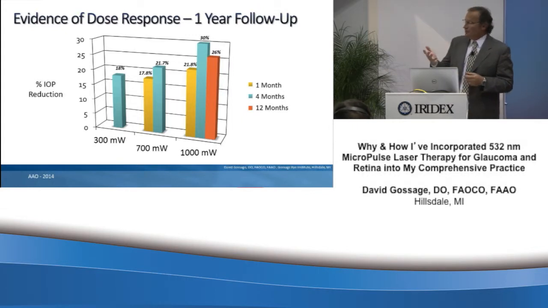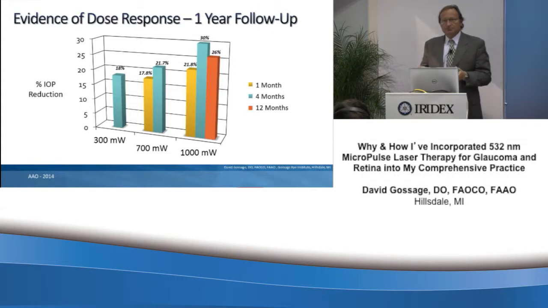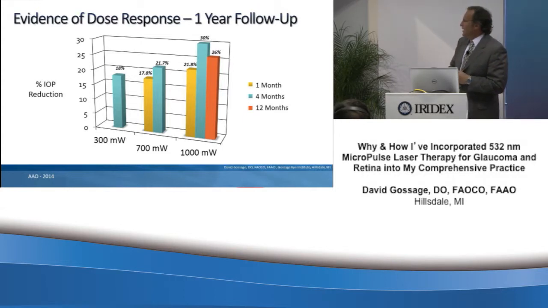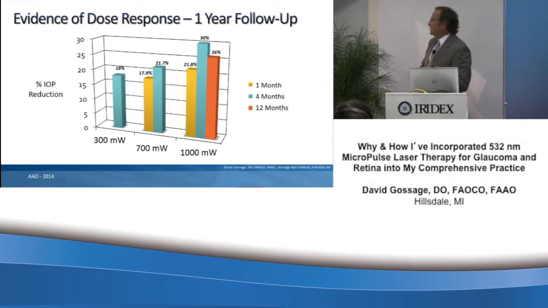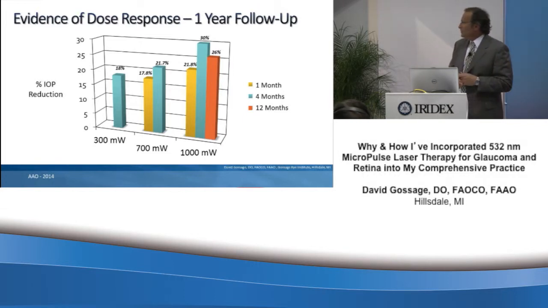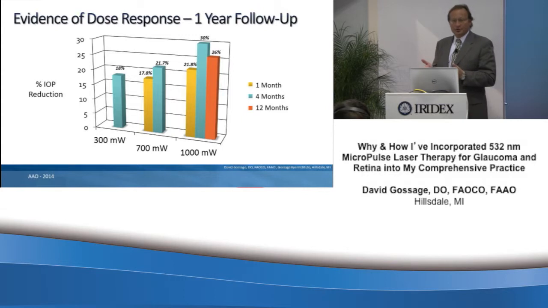We then said, well, that's pretty good, let's move up the power setting a little bit, let's go up to 700 milliwatts. And then we looked at them at 1 month and 4 months, and what we saw is that at 1 month is about equal to that at 4 months at 300 milliwatts. But by 4 months, the pressure went down a little bit further, down to about 22% reduction in pressure. We then decided to move up to 1,000 milliwatts.